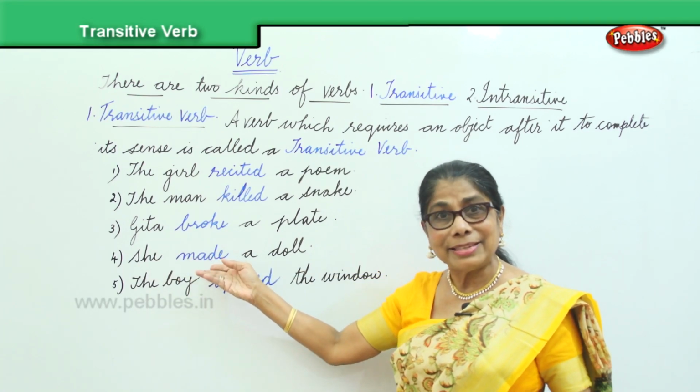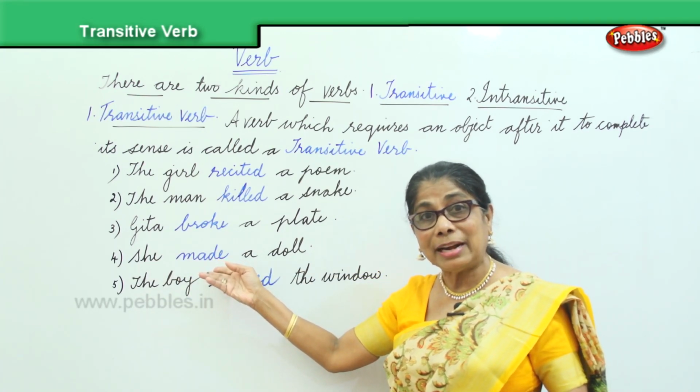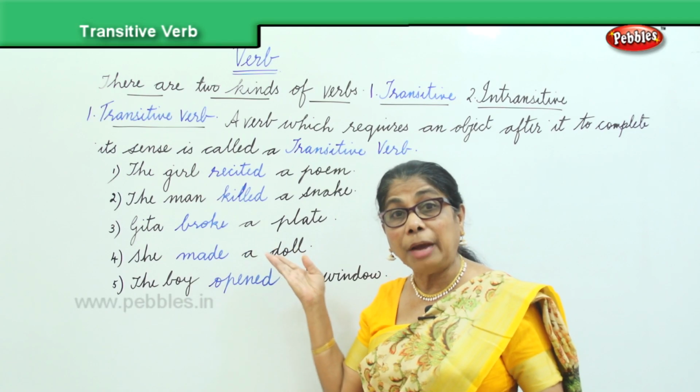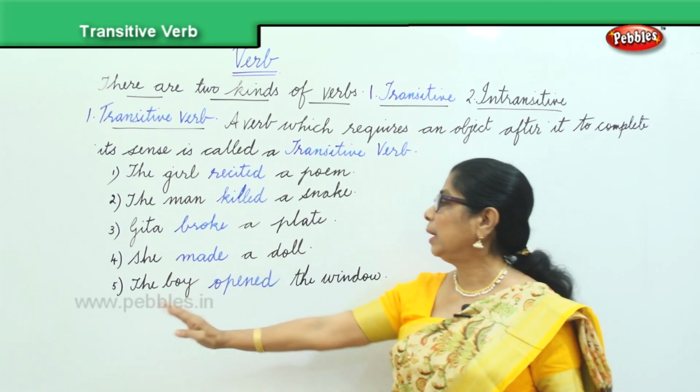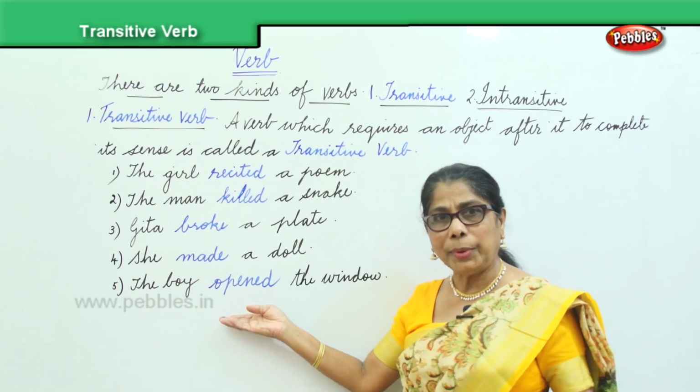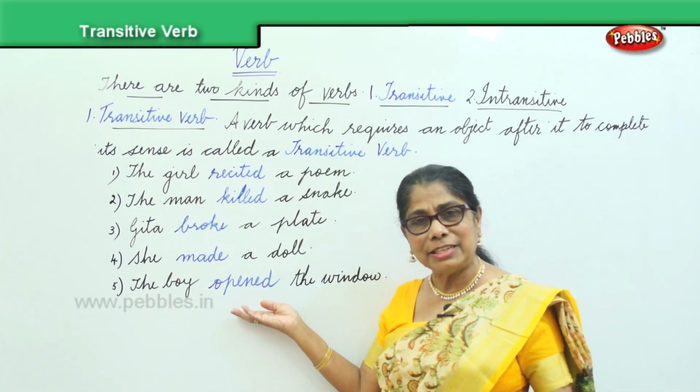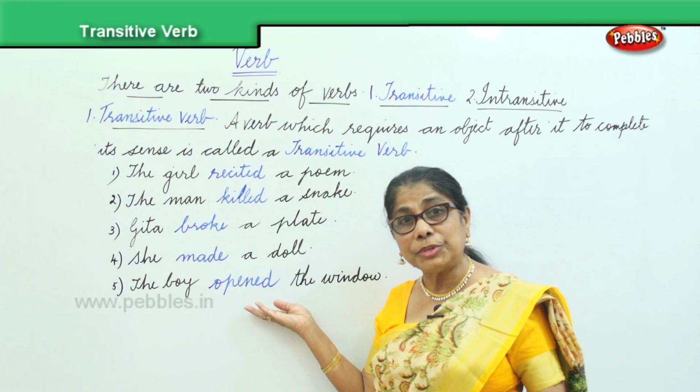She made. She made something. To complete the transitive verb, we need an object here. Passing on. What is that? Doll. The boy opened. Opened is the transitive verb, but it needs an object to complete.